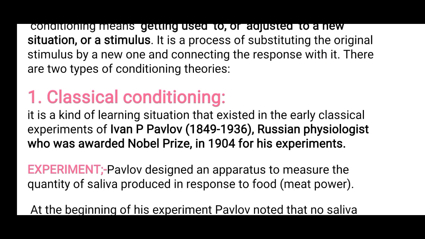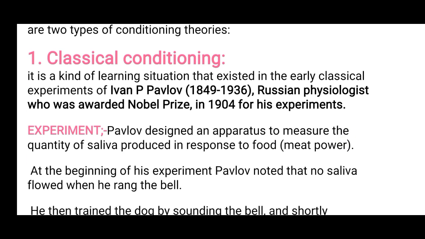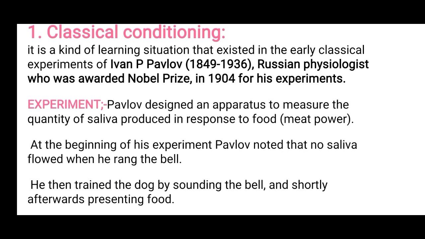1849 is the birth year and 1936 is the death year. He is a Russian psychologist who was awarded the Nobel Prize in 1904 for his classical learning experiment. The experiment is like this: Pavlov designed an apparatus to measure the quantity of saliva produced in response to food. I don't want to waste time reading these notes.